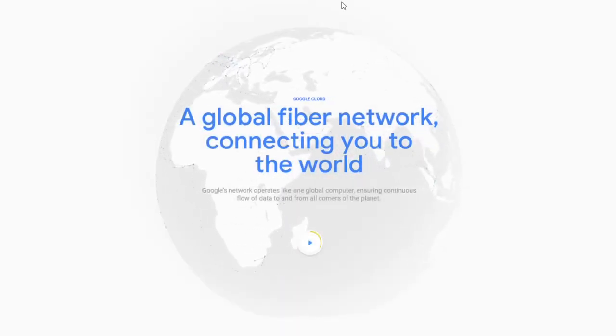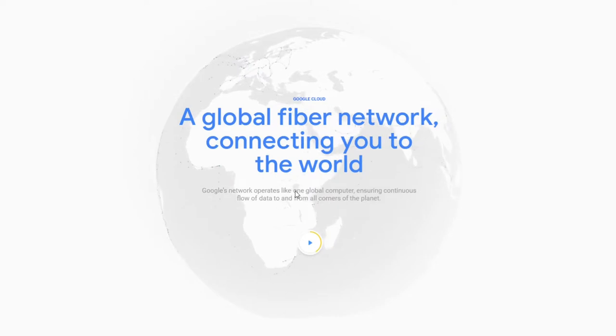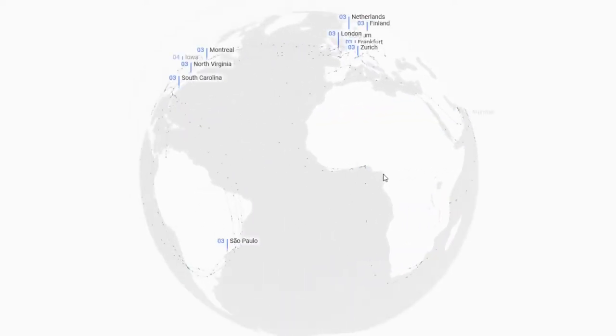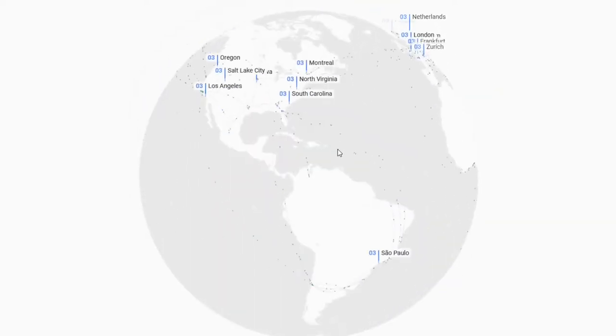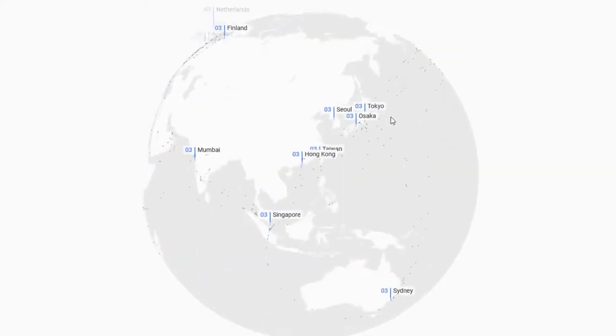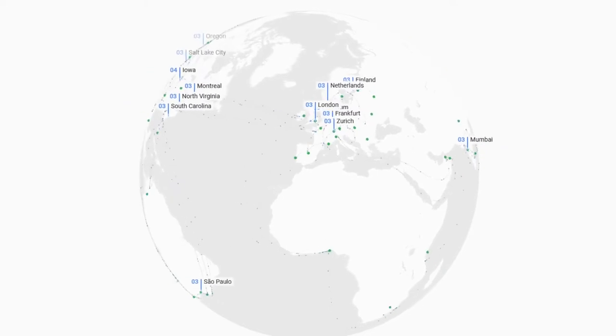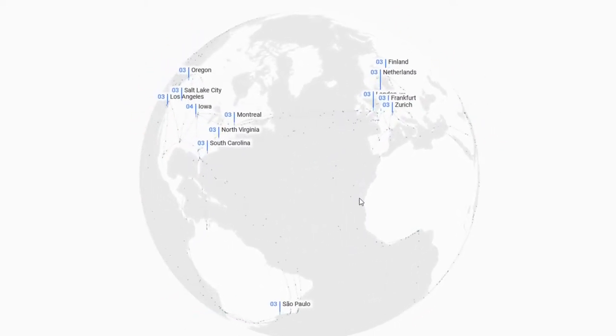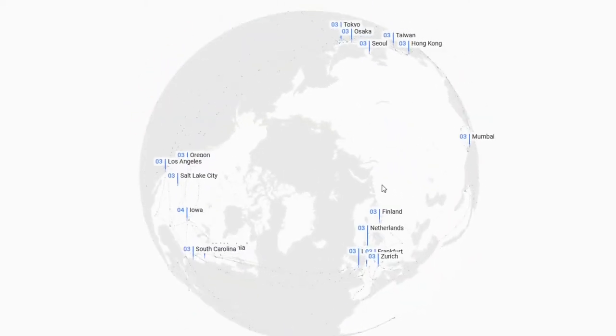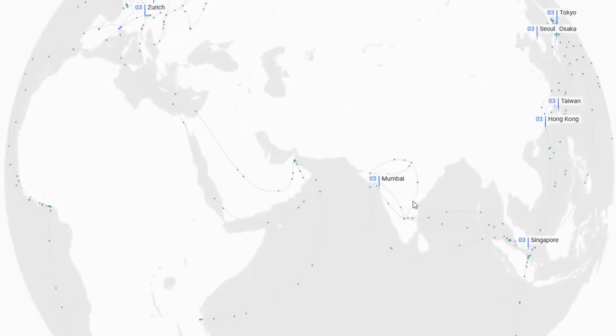Today we're going to take a look at a global fiber network connecting you to the world. See it from space. Okay, let's take a look at, where is it? How many data centers do they have? Regions. No, we want to see regions. POPs. It's called POPs, yeah? Let's take a look at the one in Mumbai. Nope. Okay, I guess that is it. Explore Google data center. I would rather do that.